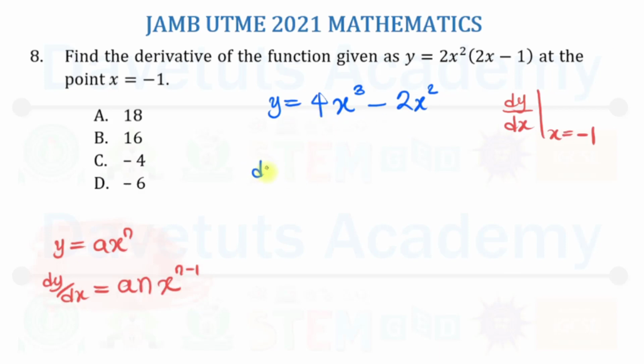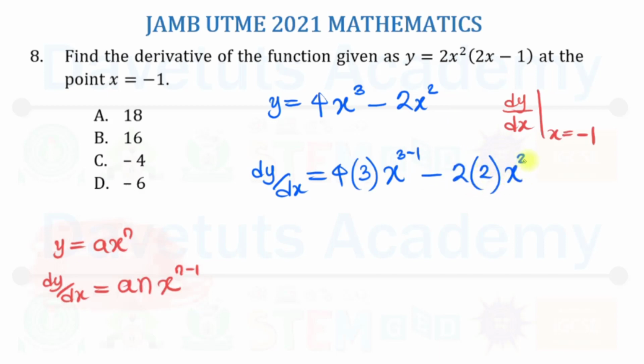For this particular expression that we are given, dy/dx, first, our constant is 4, the power is 3, so we multiply that 3 with 4, then we reduce the power by 1, 3 minus 1, okay? Then we do the same thing for the second term, minus 2. The power is 2, we bring it down, then we reduce the power by 1. So this is nothing but 4 times 3 is 12. We have x squared, because 3 minus 1 is 2. Minus 2 times 2 is 4. We have x, because 2 minus 1 is 1.